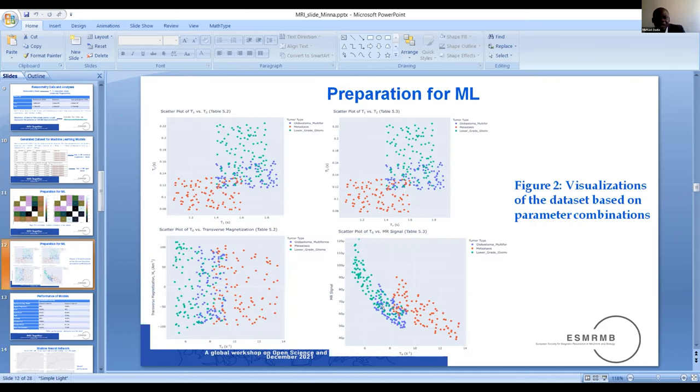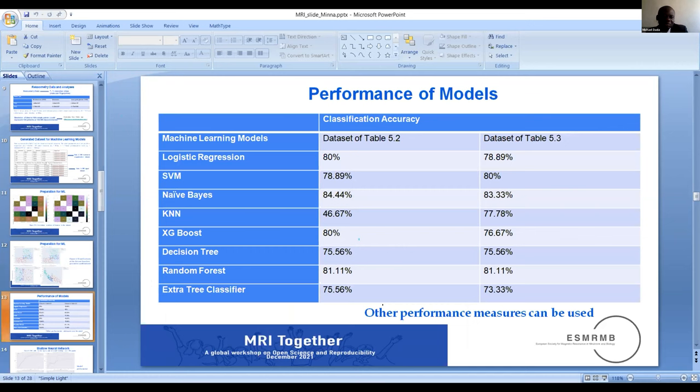We used several machine learning models to train on our data set, and we were able to get good classification accuracy. I understand that there are a lot of other measures like F1 score that we could have added to beautify the work, but we concentrated basically on the classification accuracy, and we found out that the data sets performed a little bit differently from one another. If we focus on the transverse magnetization, the classification accuracy we have is not always equal to that of the NMR signal.